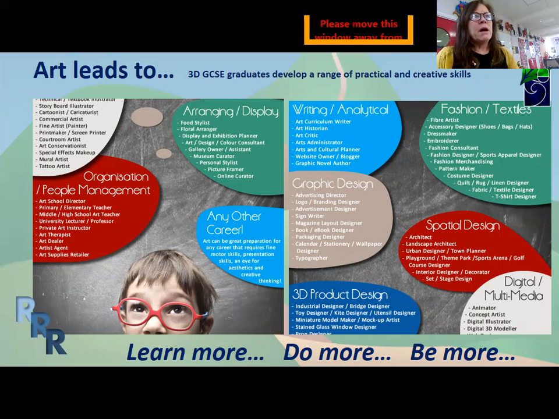I hope that's been helpful. I hope during those examples that I've included, you get some idea about the materials that they can use, and it really is an exciting GCSE.